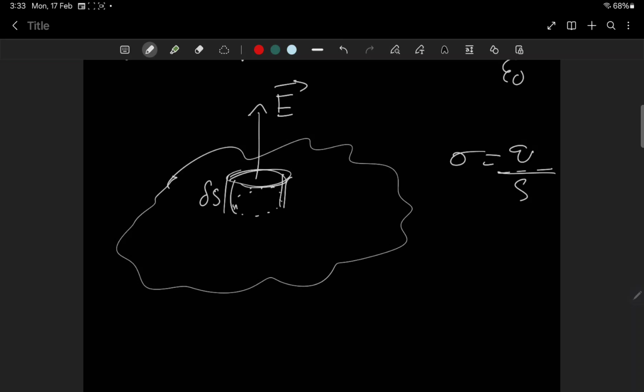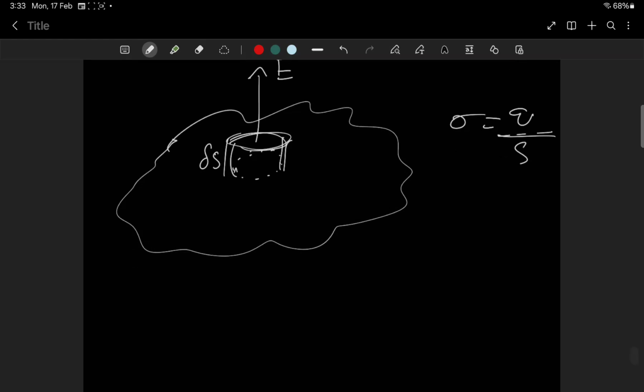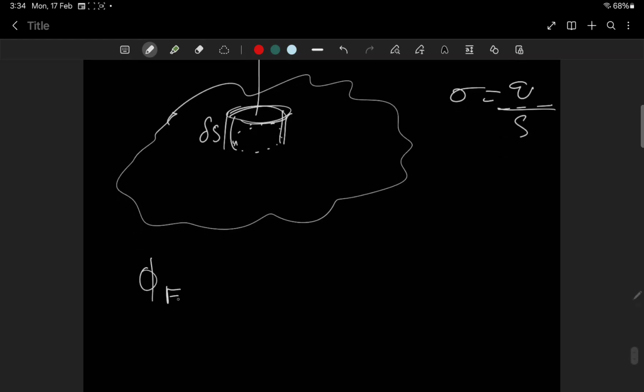Inside the conductor, we already know that the electric field is 0. So when considering total flux, it is only from the outer cross-section, only outside. So total flux is E into delta S, that is this area, delta S.